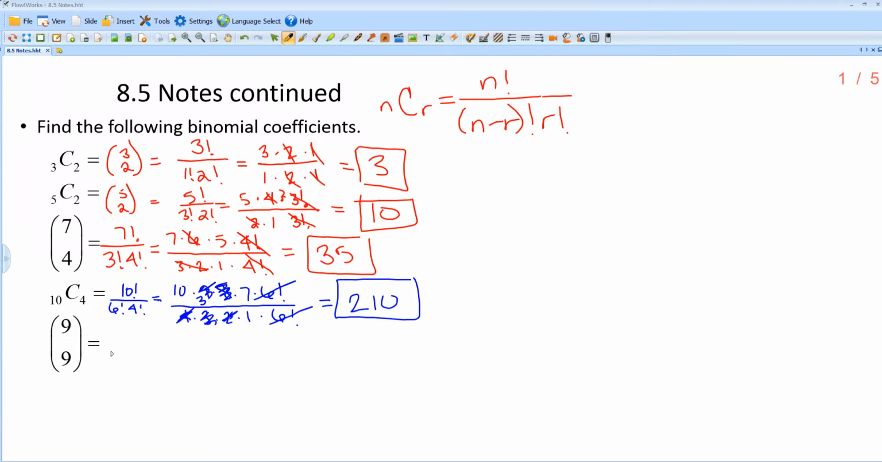9 choose 9 is what that means. I'm doing 9 factorial over the difference, 0 factorial, times r factorial.